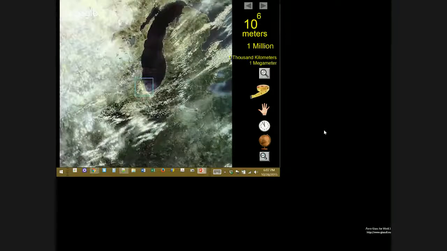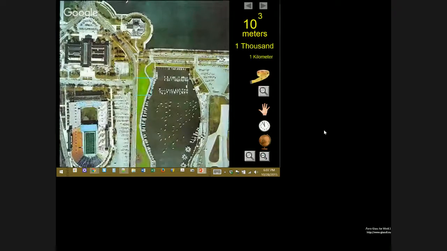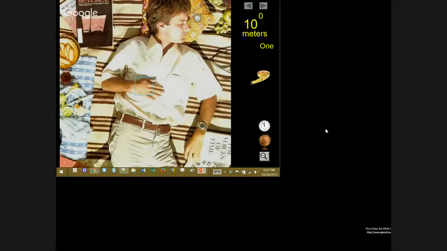6 steps back to there. 5, 4, 3, 2, 1. And now we're back to where we started. Now we're going to keep going. And now the little square in the middle is our next frame, so to speak.